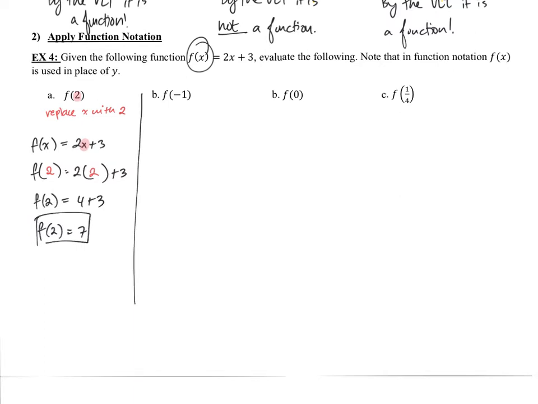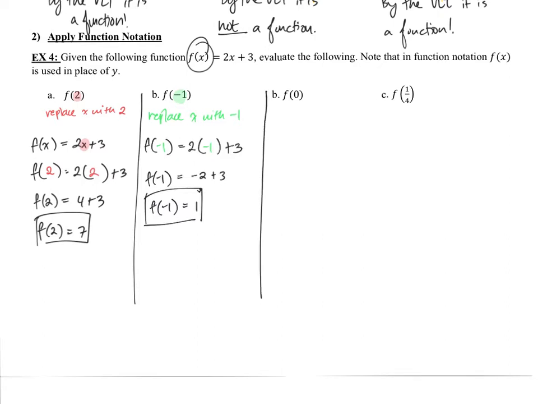Okay, so this next one, what are we being asked to do? We're being told to replace x with negative 1. All right, so f of, and we want negative 1, is going to be equal to 2 times, and remember, we're replacing the x with a negative 1, plus 3. So f of negative 1 equals negative 2 plus 3. f of negative 1 equals 1. Okay, go ahead and try the other two by yourself and check back in with me in a second.